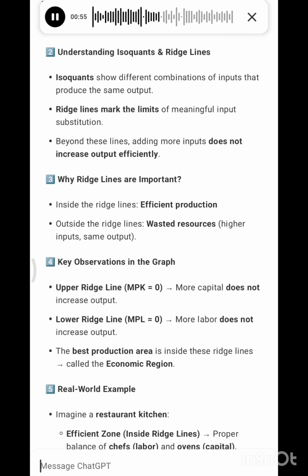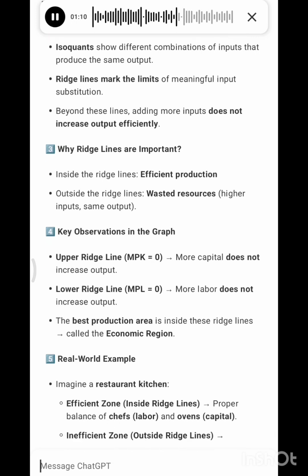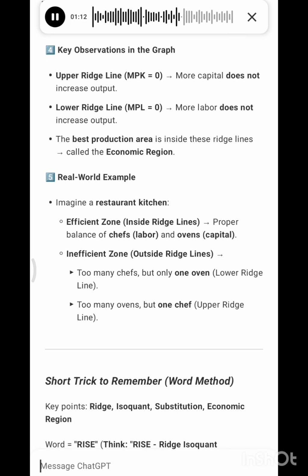4. Key observations in the graph. Upper ridgeline: MPK equals 0. More capital does not increase output. Lower ridgeline: MPL equals 0. More labor does not increase output. The best production area is inside these ridgelines, called the economic region.